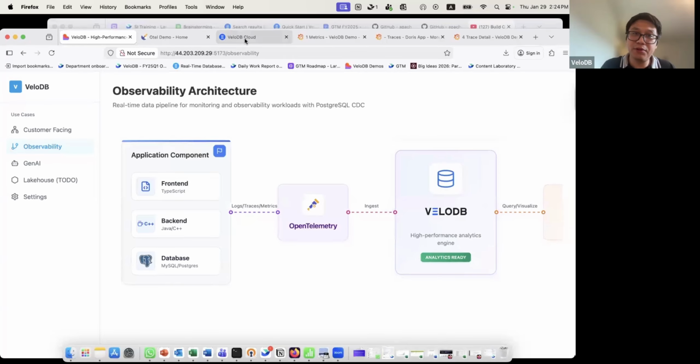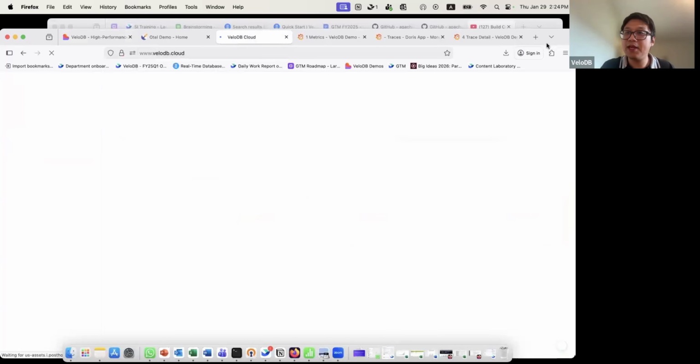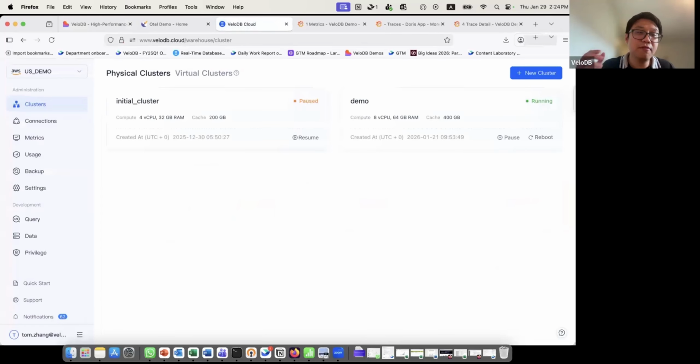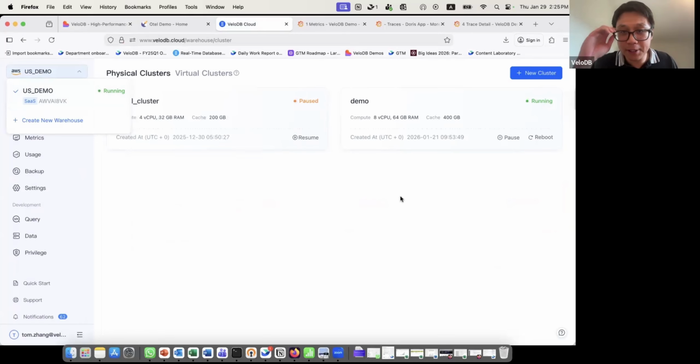So the first thing I'm going to do is to showcase this information inside VeloDB and to also provide a view of what VeloDB looks like on SaaS. So immediately after I log in, I have an active running warehouse that you can see. This is a US-based warehouse running on the latest tech preview version. So if you haven't seen the tech preview version, check it out. It has a lot of cool features that came out in December.